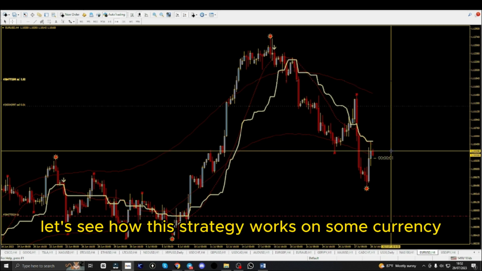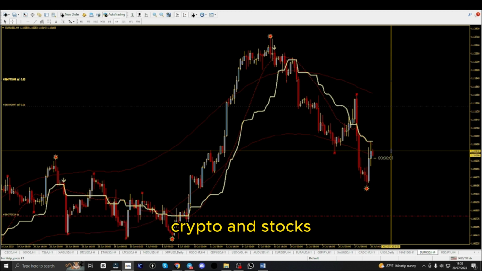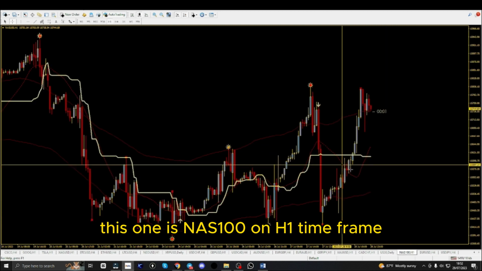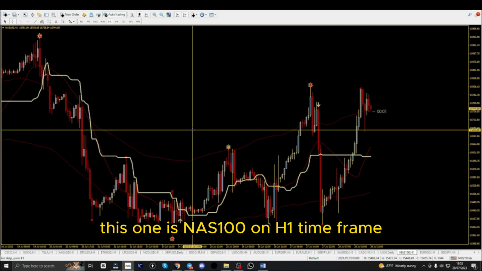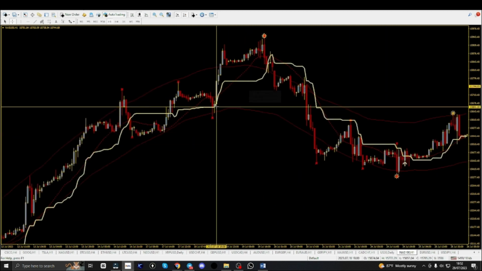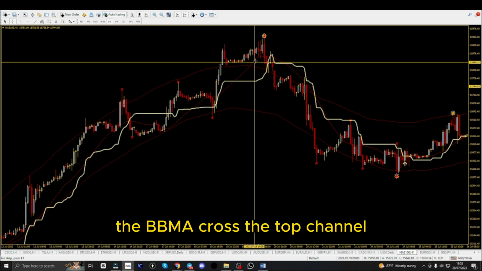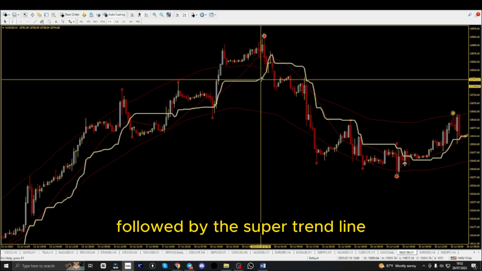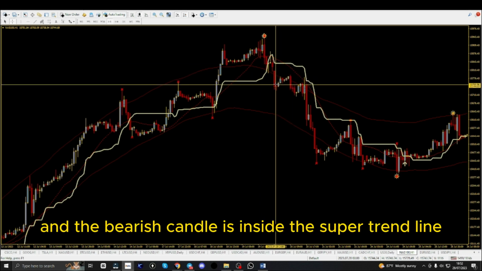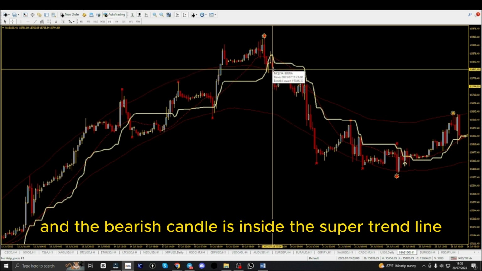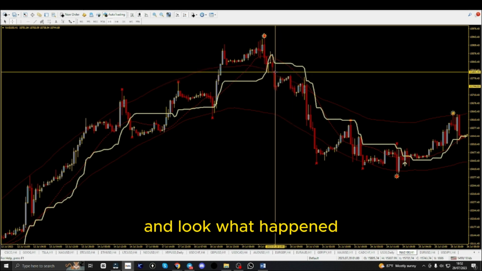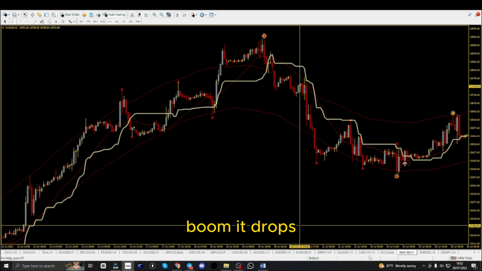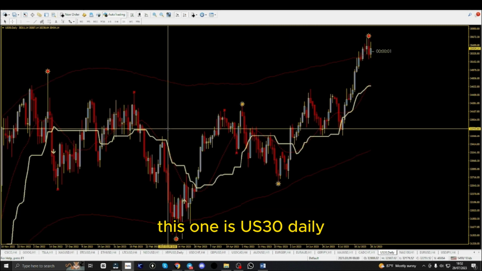Now let's see how this strategy works on some currency, crypto, and stocks. This one is NAS 100 on 1-hour time frame. As you can see, the BBMA crossed the top channel followed by the super trend line, and then the bearish candle is inside the super trend line, and look what happened. Boom, it drops.